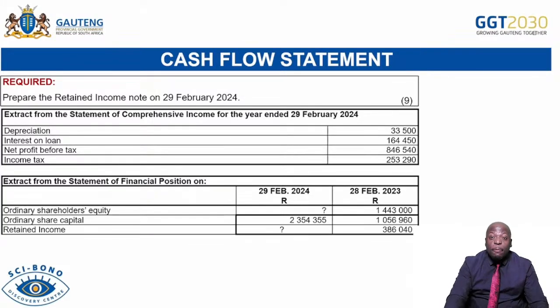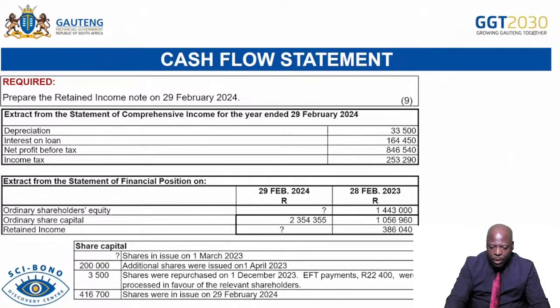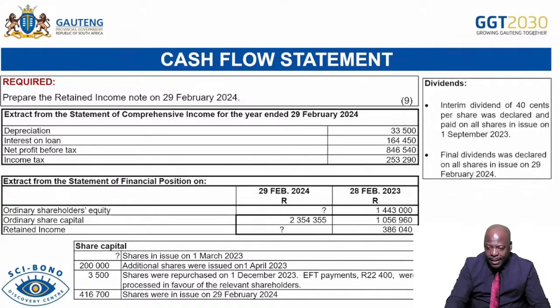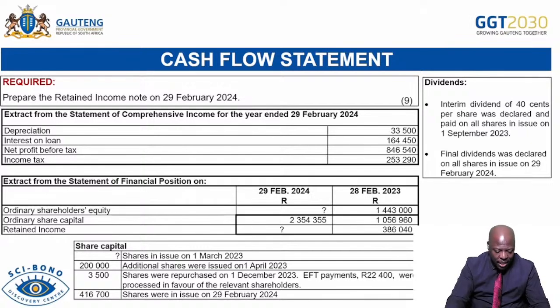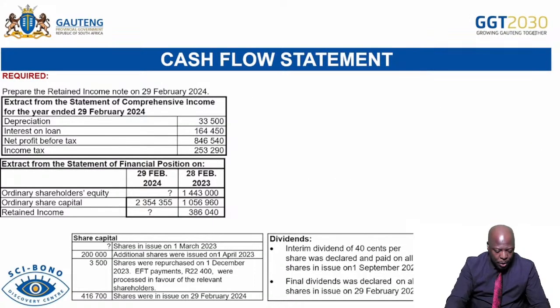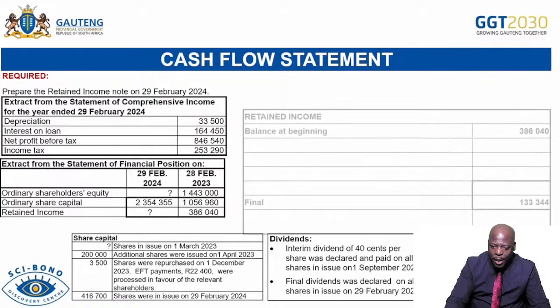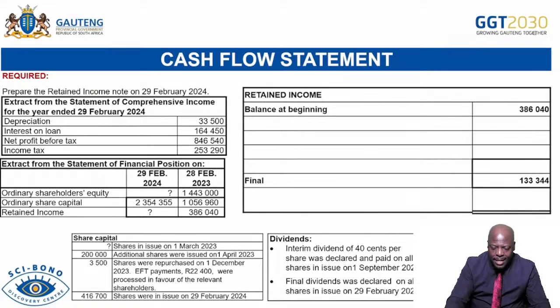Remember we're focusing on the cash flow statement today, as well as the calculation of certain financial indicators. In this particular activity, we are given additional information which has to do with share capital and dividends. But to take off with, the first requirement was for us to do the retained income note. That is note number 8. So let's do this together.